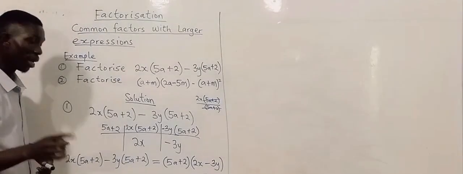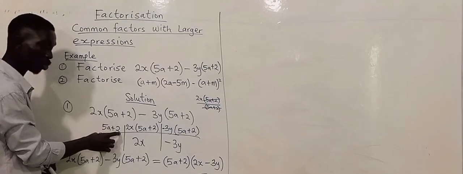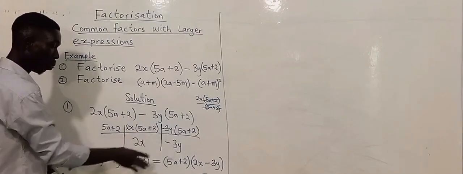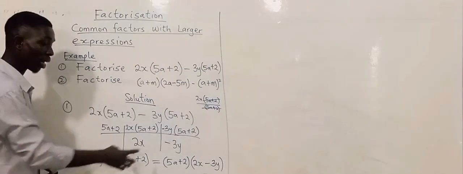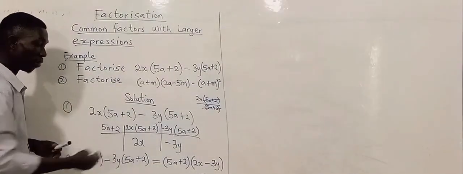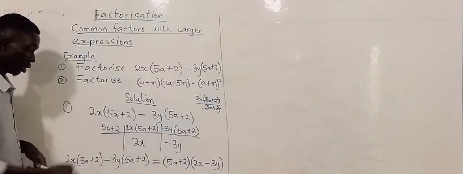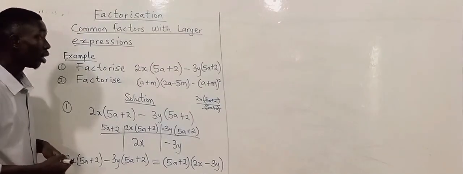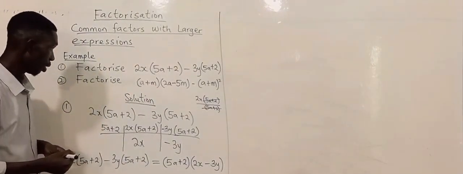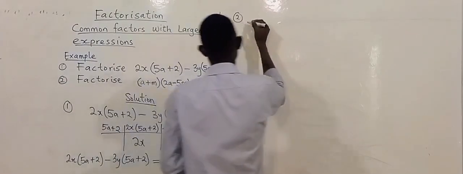Remember again, I say get the HCF, which is the highest common factor of the terms involved, and whatever is left after getting the HCF, you bring them into a bracket, and that forms the two factors that make up this expression. Let's look at example 2 and see for clearer understanding.